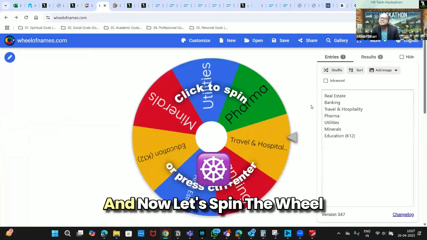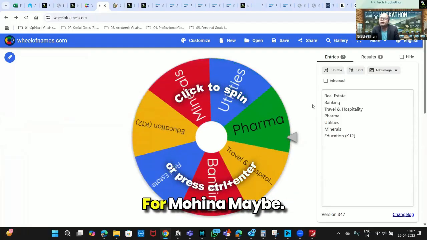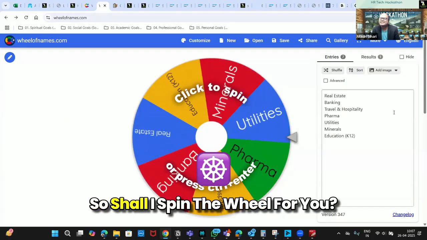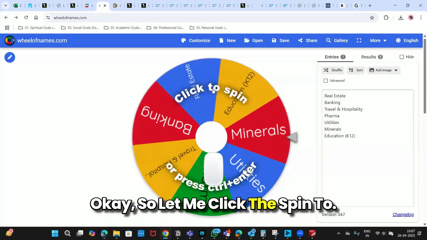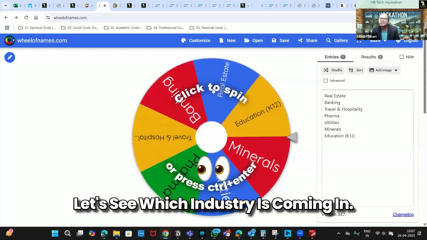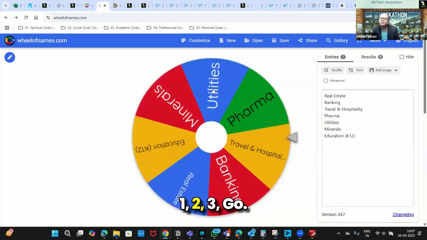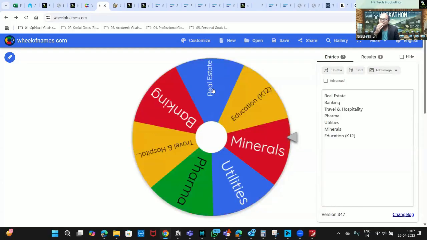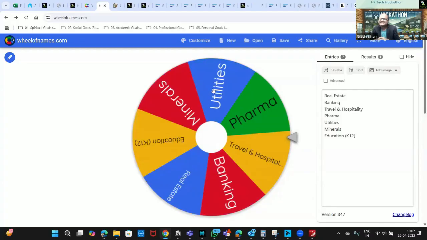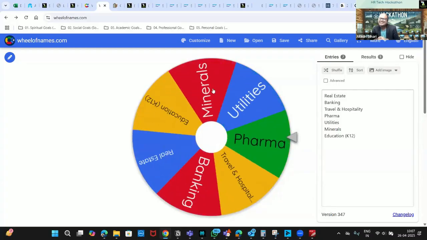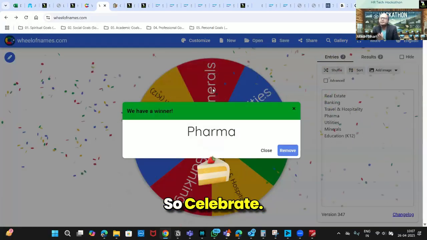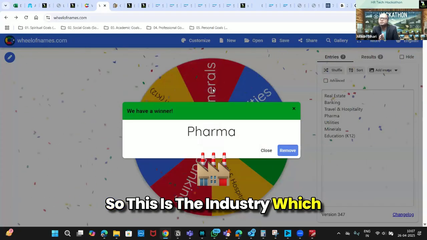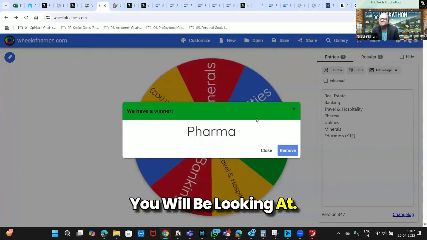Now let's spin the wheel for Mohina. Shall I spin the wheel for you? Yes, sir. Okay, let me click the spin toggle. Let's see which industry is coming in. 1, 2, 3, go. Pharmaceutical. Okay, so celebrate. This is the industry which you will be looking at.